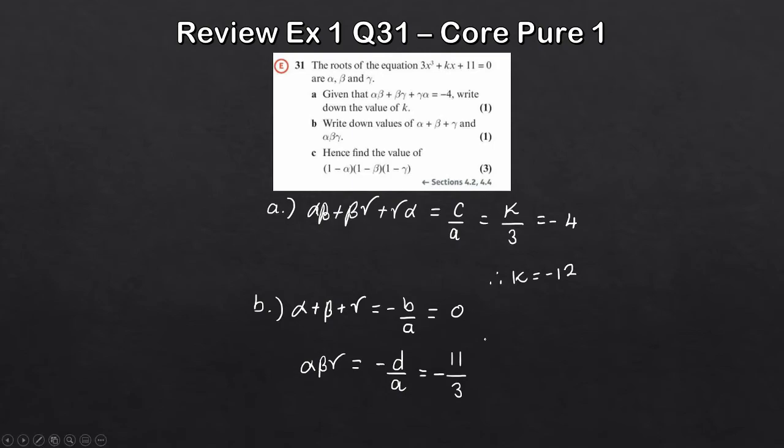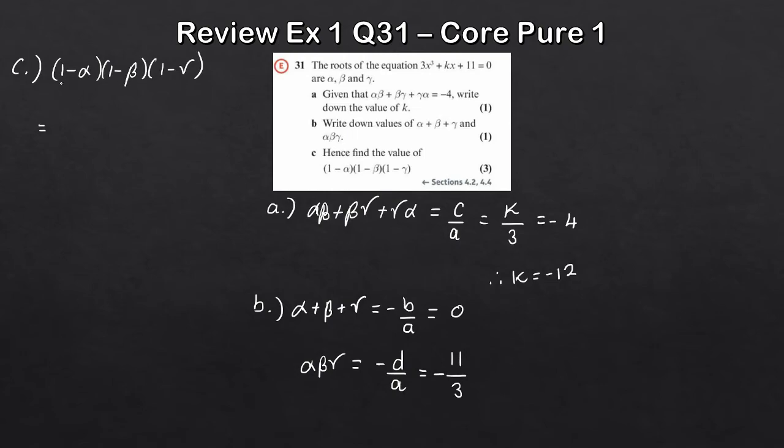And then for part C, we want to find the value of 1 minus alpha times 1 minus beta times 1 minus gamma. In this form, it's hard to work with. We don't actually know what terms we need to be multiplying from here and here. So what we need to do is get that into a form that we can actually work with. So let's do it at the top here. Times 1 minus gamma. If you're unsure, just expand the brackets and see what you end up with. Because there isn't really any other way I can think of doing it. So expand just 2 of the brackets and expand by the third one.